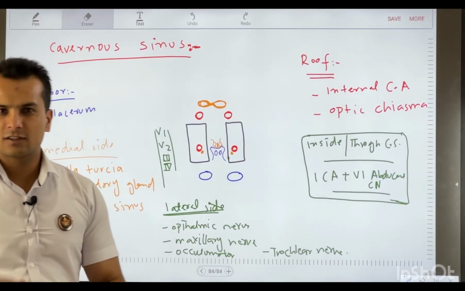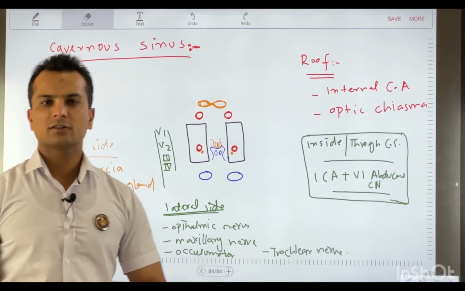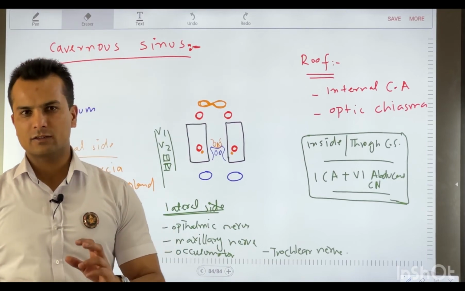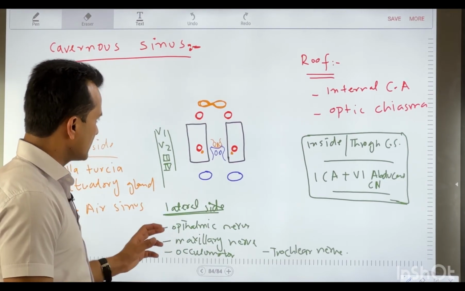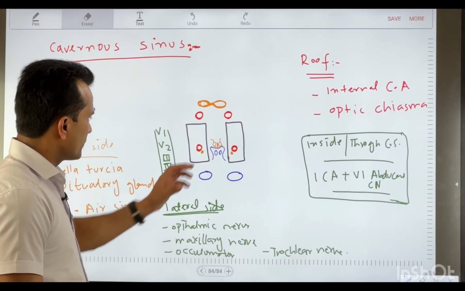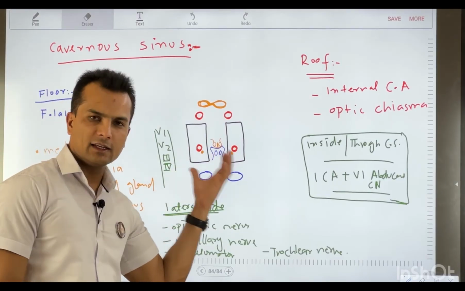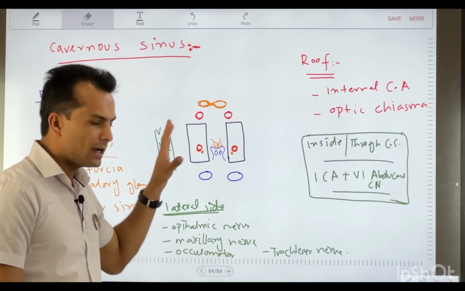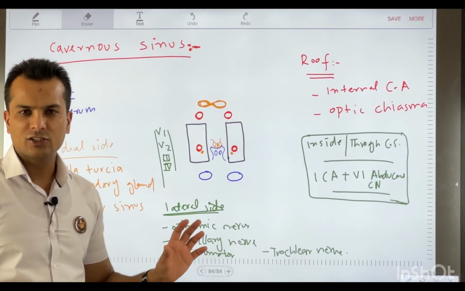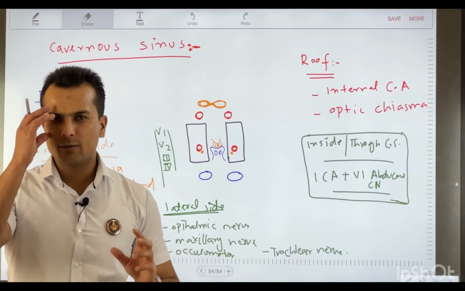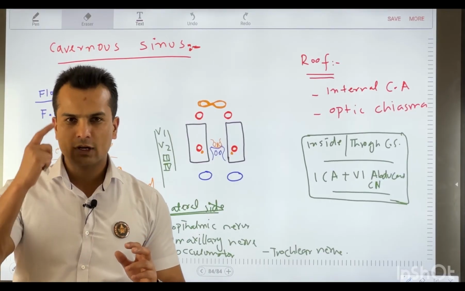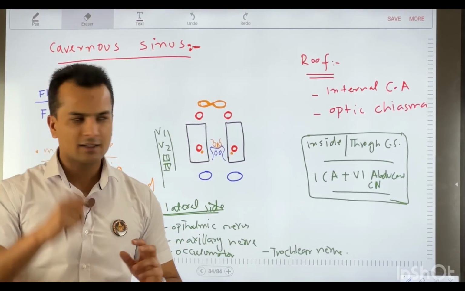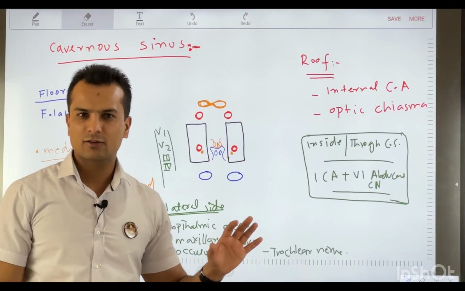So these structures are very important. The relations are important. You will definitely have at least 1 to 2 questions, and it's clinically important. Why is it important? Because any infection or tumor of this pituitary gland will ultimately compress these structures, and you will have problems. You will have ophthalmoplegia also, decreased sensation in this region where these nerves supply.